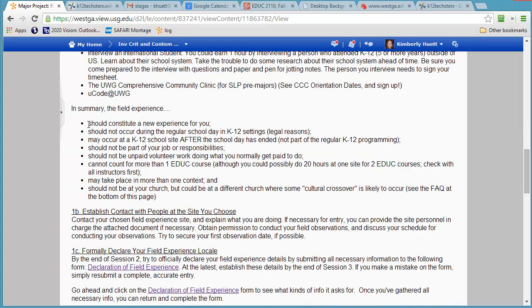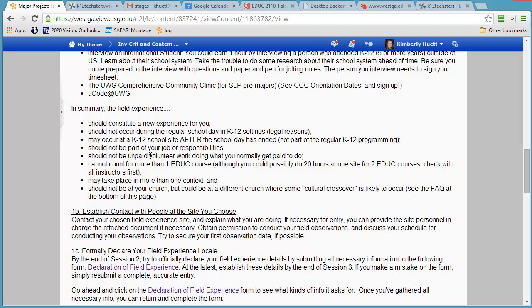These are some important rules about what this is about. The field experience should be a new experience for you. It should not be something easy and familiar. It should not occur during the regular school day in K-12 settings. This is kind of a legal thing. It may occur at a K-12 school site after the school day has ended. It can't be part of the regular K-12 programming. Should not be part of your job or responsibility.